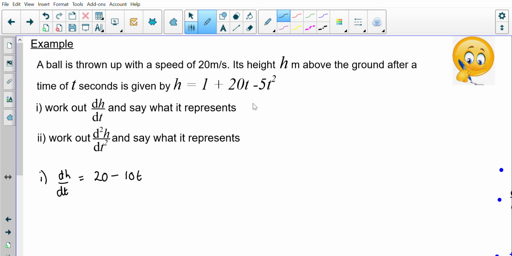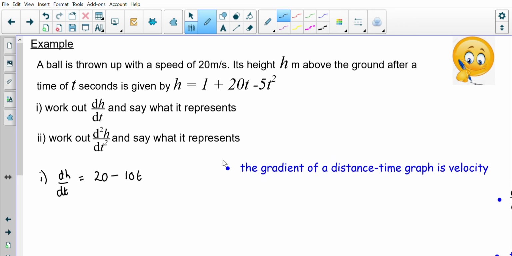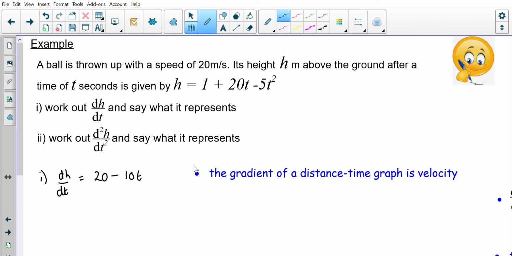Then we're asked to say what this represents. So what we've done here is we've differentiated the height, which is a distance. So we've found the gradient function of the distance. Now, if you think back to your kinematic graphs, on a distance time graph, the gradient is velocity. So dh by dt, which is finding the rate of change of the distance, or the gradient of the distance with respect to the time, that must represent the velocity of the stone.